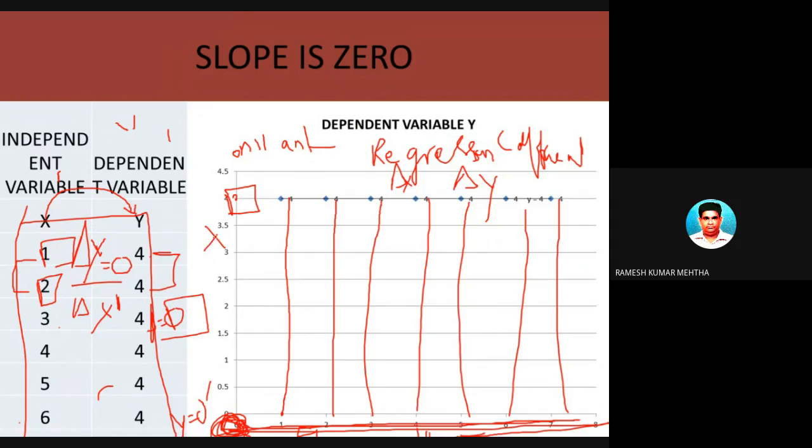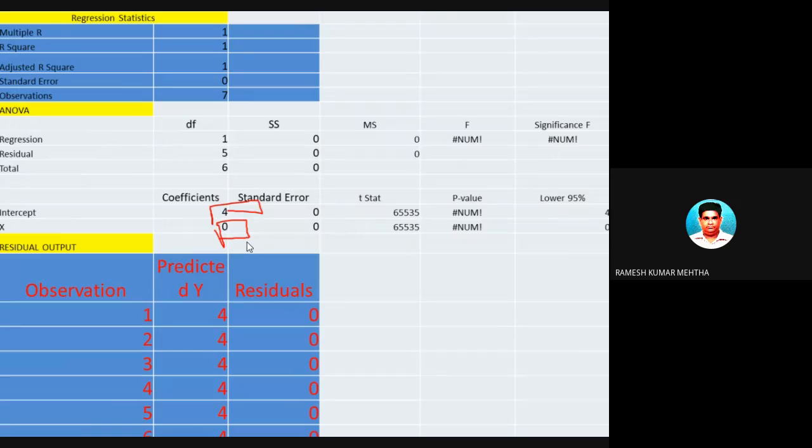What is the value of y? y is equal to 4. Means this is the constant. And number two is the beta coefficient. The beta coefficient is 0, as already told. So when I conduct a regression in MS Excel, I will get an output where the intercept is 4, and the regression coefficient of x on y is 0. So the equation can be expressed in the following way: y is equal to a plus bx.